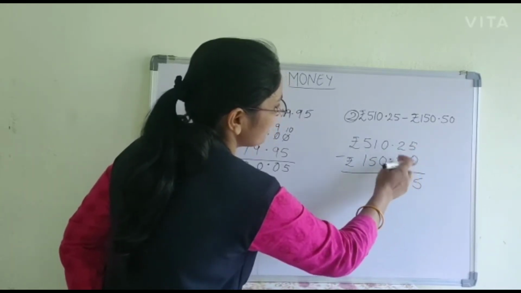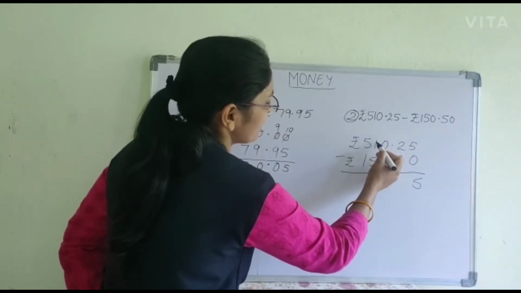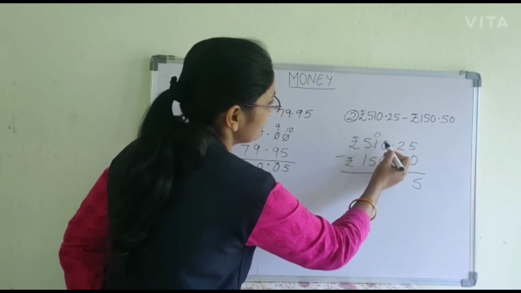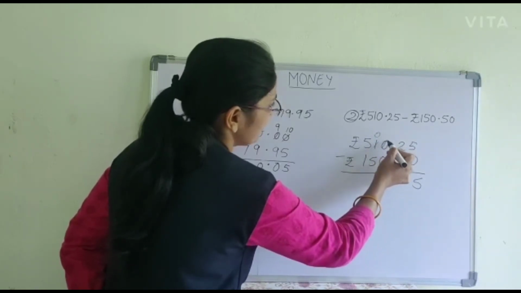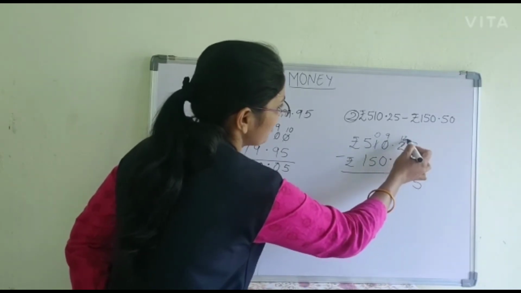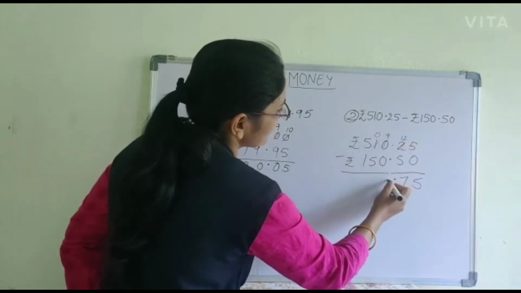Now 2 minus 5, again borrow from here. Here 0, so borrow from here. This is 1. So now this 1 changed to 0 and this is now 10. Okay, again borrow from here. So this is 9 and this will become 12. 12 minus 5 is 7. Now 9 minus 0 is 9.